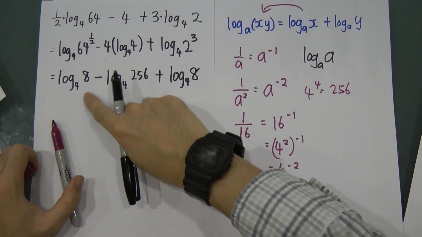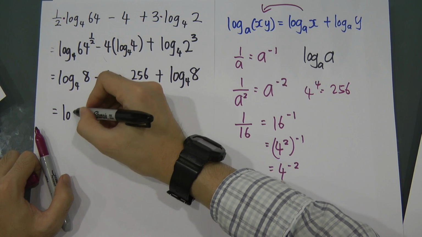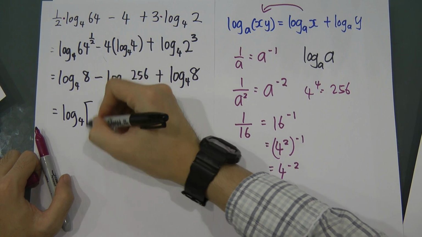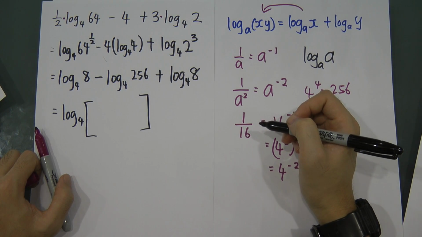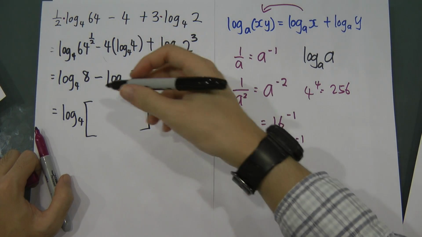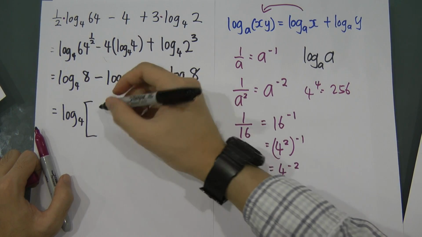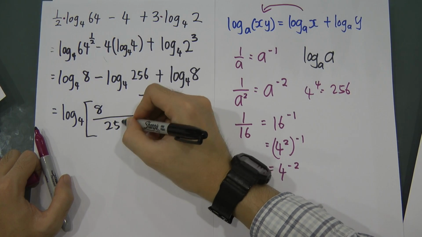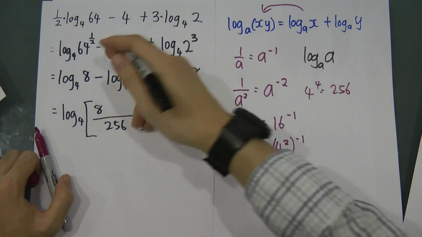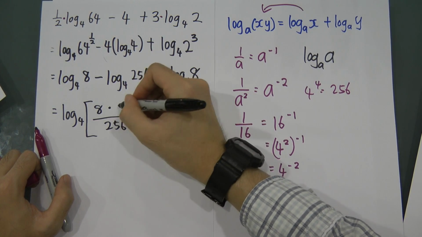Alright, now all of them have base 4 already, you can factorize out. So log 4, I say when you factorize, minus becomes divide, plus becomes multiply. Alright, so you see, you have to see it like this. From the first one, this is 8, right? Minus, divide 256. Plus is always on the top unless you have a bracket. Alright, so plus 8 multiplied by 8.